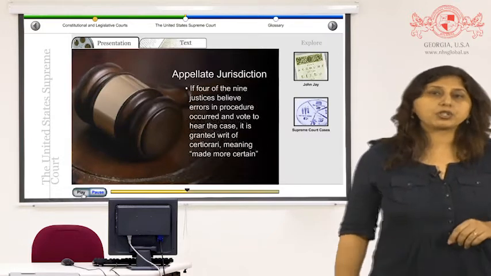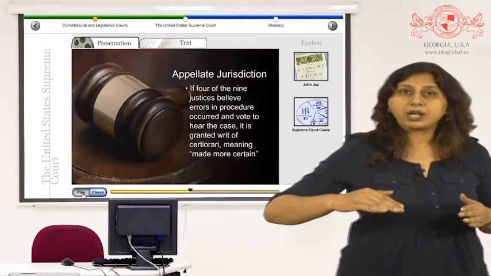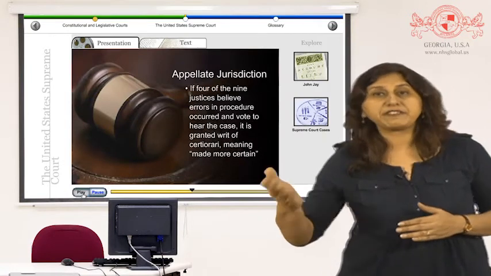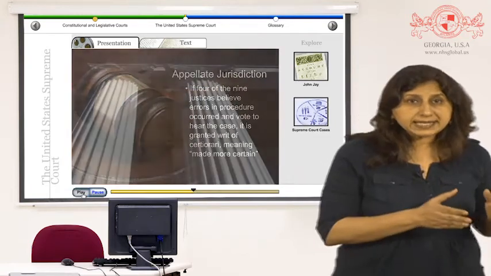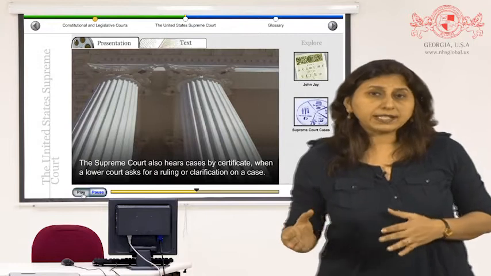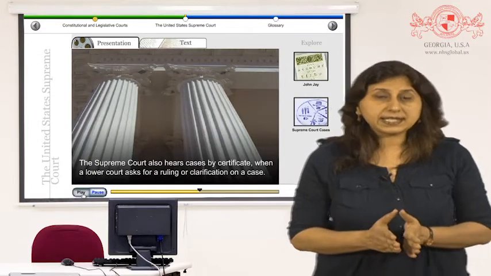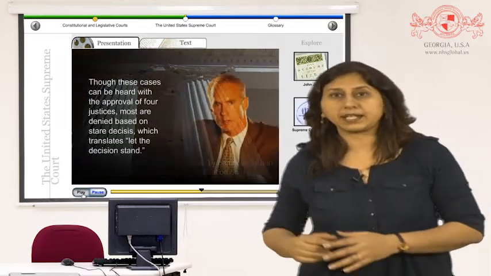The Supreme Court also hears cases by certificate when a lower court asks for a ruling or clarification on a case. Though these cases can be heard with the approval of 4 justices, most are denied based on stare decisis, which translates to let the decision stand.